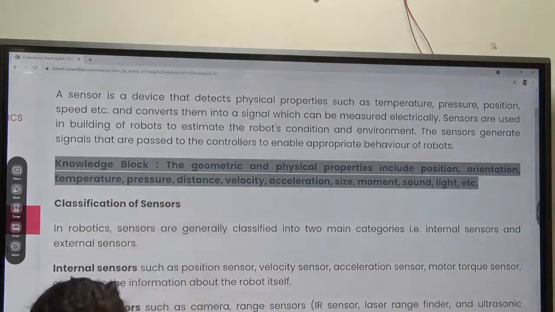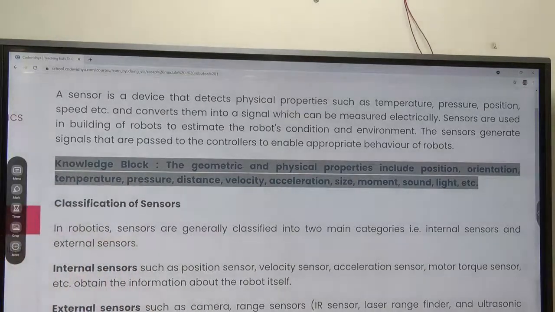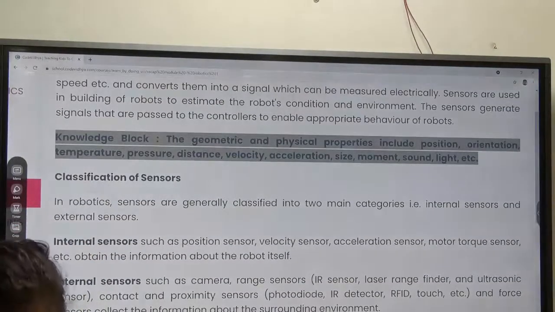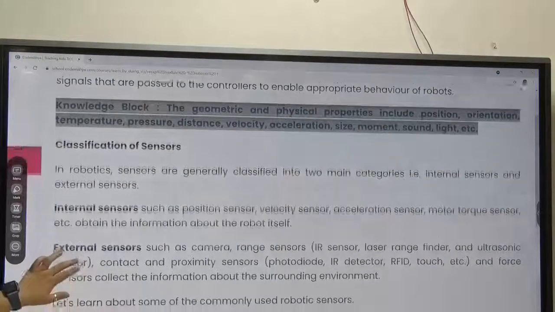Okay, so as we all know, a sensor can detect physical movement and nearby temperature, and in robots this is required because robots perform operations by sensing. So we use sensors to build robots so that they can sense nearby temperature, pressure, position, speed, etc. Okay. Next, classification of sensors. Bittu, you continue. Bittu Kumari.